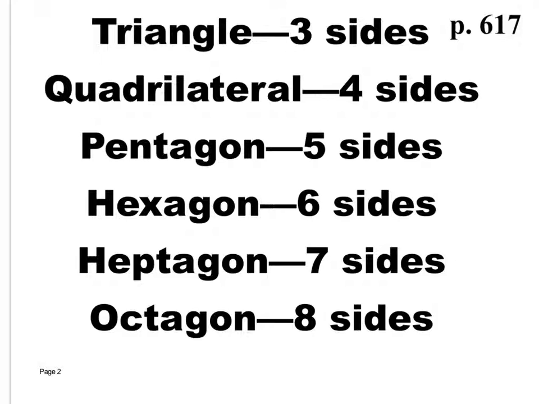Triangle is 3 sides, quadrilateral 4 sides, pentagon is 5, hexagon 6, heptagon 7, octagon 8. On page 617, it lists a few more. Nonagon is 9, decagon is 10. After that, they really don't have a name for them. Instead, they name them based on the number of sides. So a 15-sided figure, they just call it 15-gon. A 20-sided figure, they call 20-gon. But these are the common ones they're going to use.